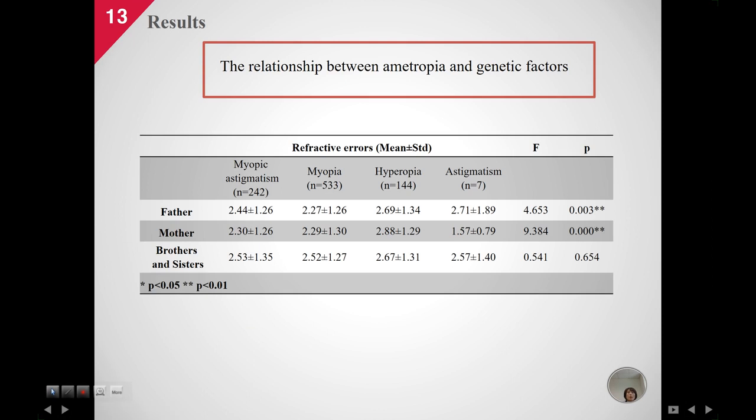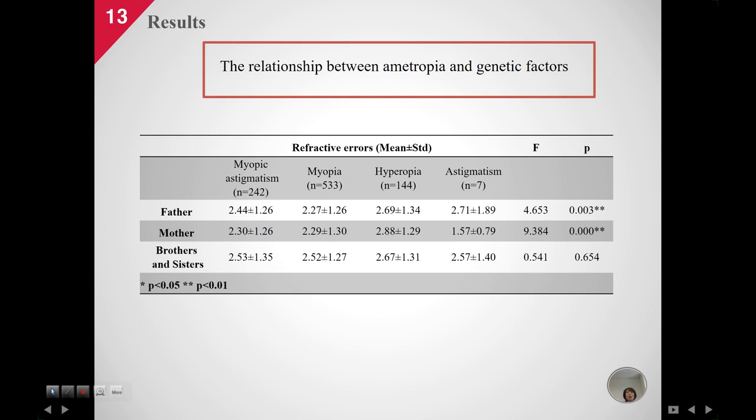Next is the relationship between ametropia and genetic factors. Let's look at the general factors: from the father, from the mother, or how about your brothers and sisters. Father vision status and mother vision status were found to be related to refractive abnormalities. If both the father and mother have refractive abnormalities, the children are more likely to develop refractive abnormalities. There is no relationship between the visual acuity status and refractive abnormalities.